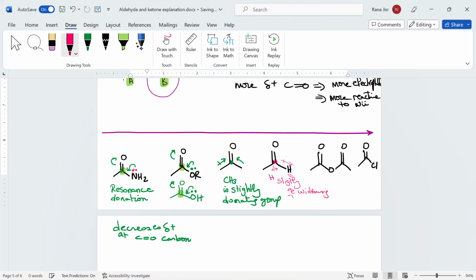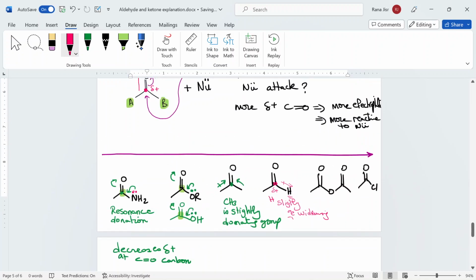This is why the carbonyl of the aldehyde is more partial positive than the carbonyl of the ketone. And this is why we say that aldehydes are more reactive than ketones, meaning that if you have both aldehydes and ketones reacting with a nucleophile, the nucleophile will prefer to attack the carbonyl of the aldehyde because it's more partial positive than the carbonyl of the ketone.